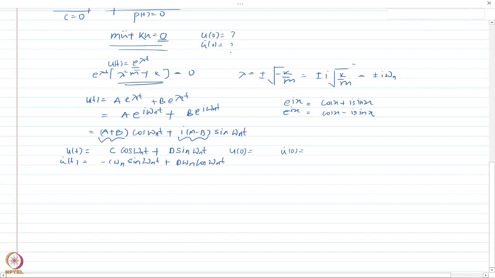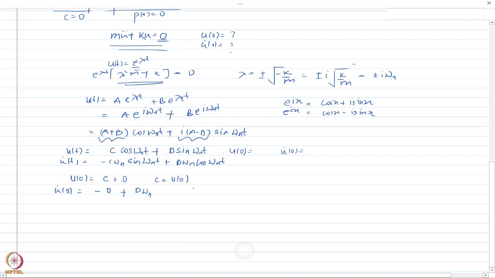All right, so let us substitute these values. So u0 is equal to c, and remember at t equal to 0, cos omega n t is 1 and sin omega n t would be 0. So I have obtained my value of c as u of 0. Now u dot 0 would be equal to, this first term again would be equal to 0, plus I will have d omega n, and the value of cos omega n t would be 1.